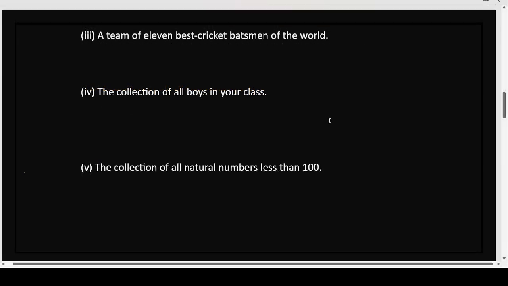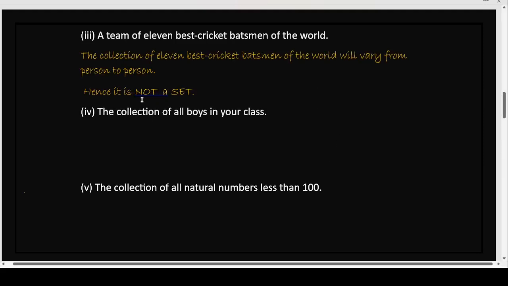Next one. A team of 11 best cricket batsmen of the world. See, this is again a matter of perception. The answer will not be unique and you will get different answers from different people. So this is not a set. It's not a well-defined collection of elements. So it is not a set. We'll move to the next one.